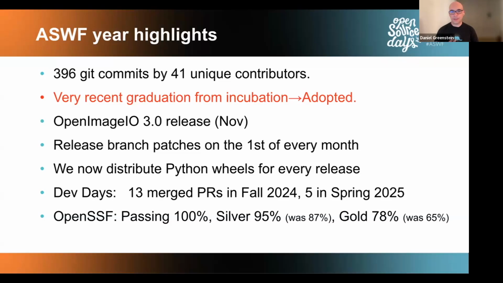We've had our dev days. There have been 2 dev days, so there's been pretty good representation there, with 13 merged PRs in the fall dev days, and then 5, a little less, in the more recent ones that just happened a couple of months ago. And security-wise, we've made good progress in the OpenSSF criteria. We're passing 100%, 95% on the silver tier, up from 87, and we're 78% on the gold tier. So we made good progress there as well.